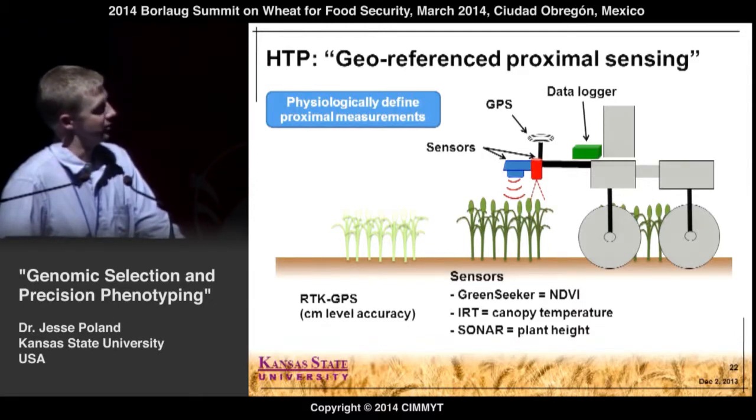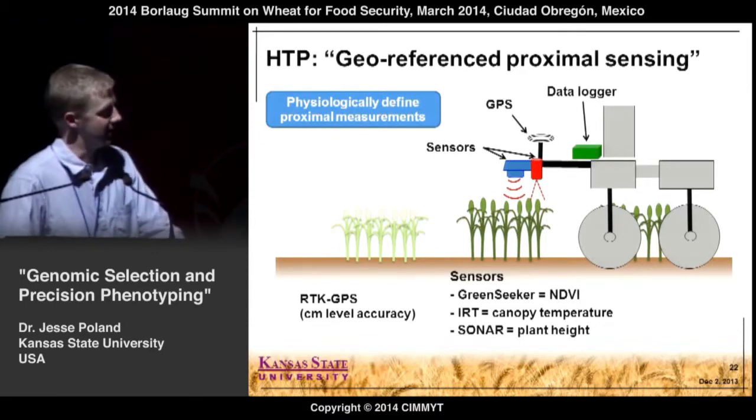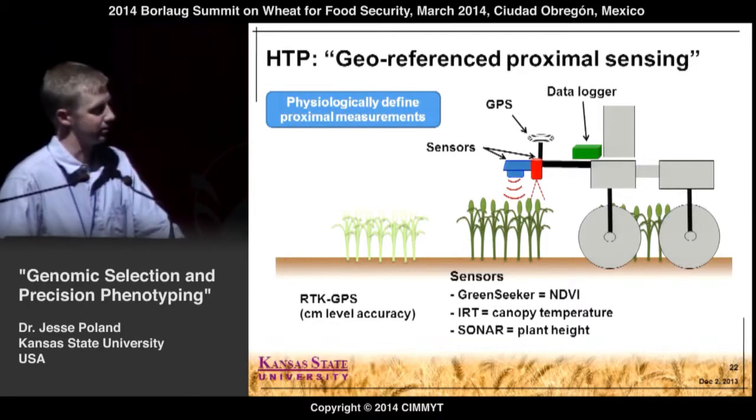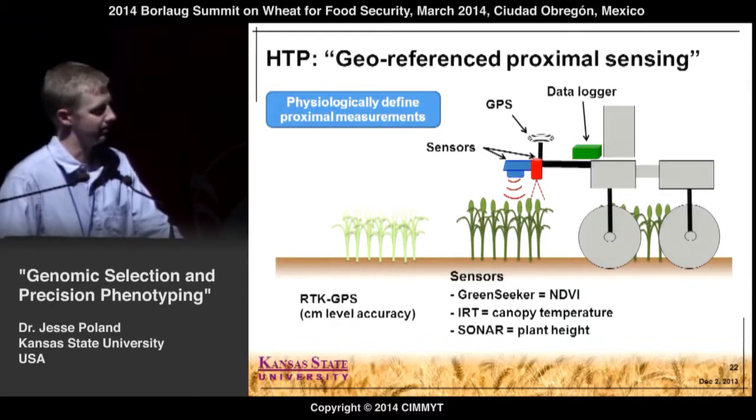And so just to give you some examples of some ways we're going about this in our group, we're using what we call geo-referenced proximal sensing. And so this is the integration of precision GPS. These are RTKs, so they have a real-time correction. And so these are centimeter level accuracy, easily placing measurements within a plot in the field. And then different arrays of sensors that can then be geo-referenced, each data point back to a field plot.